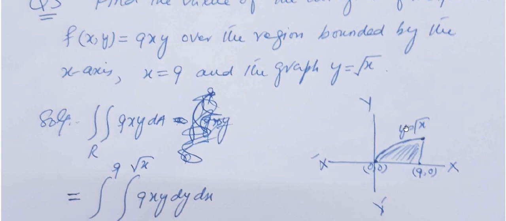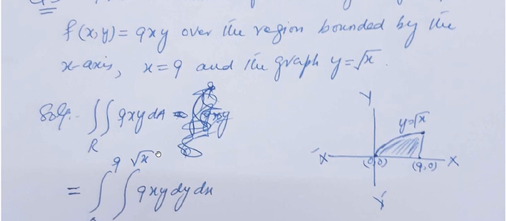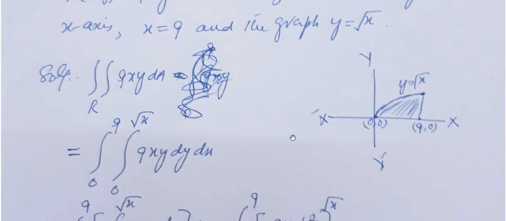Now if this is clear, it is very easy to write the limits for our integral. The double integral of 9xy dA, your function is given as 9xy dA, so that will be equal to... now you can see here, what is the limit of x? Your x varies from 0 to 9, because whenever you are writing the limit for x, you always take from left to right, and whenever you are writing the limit for y, you always write from lower to upper.